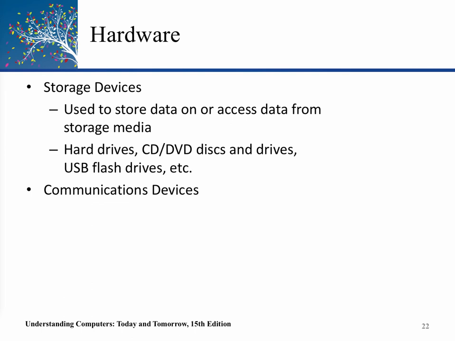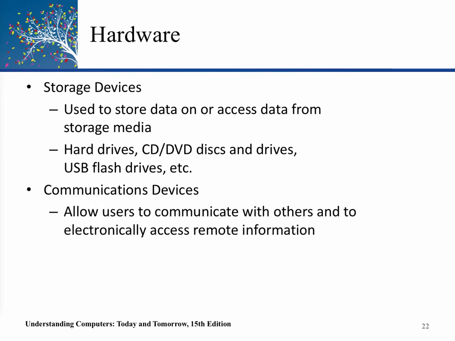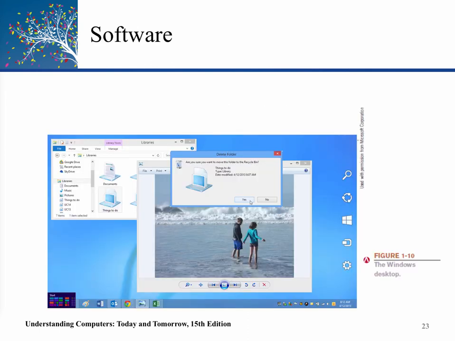Other hardware includes communication devices. This will allow the users to communicate with others and to electronically access the information. So this can include modems, network adapters, routers. These things helped us connect to and access the internet.